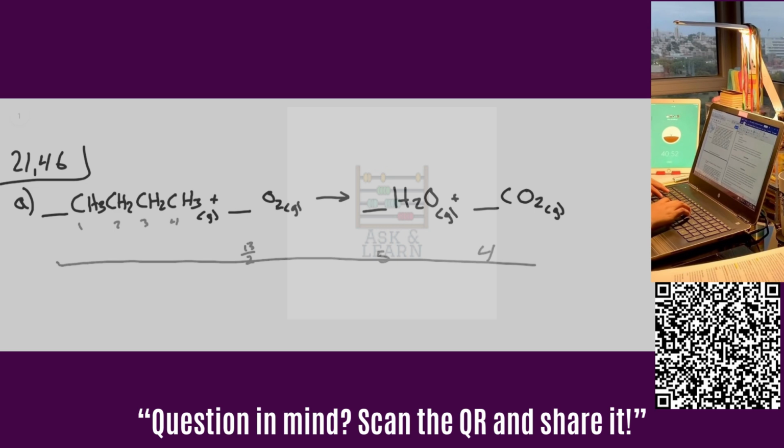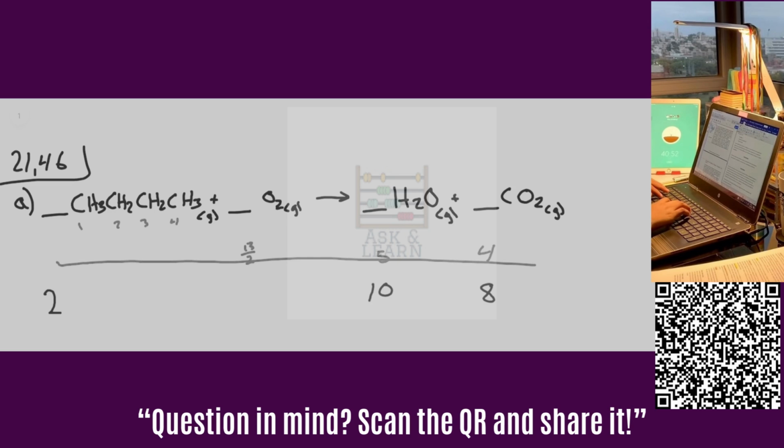What we need to realize is that we need to double. First, we add a 2 over here, which gives us a total of 8 carbons on the left side, which means we need 8 carbon dioxides. Then for hydrogen, initially we had 10 hydrogens, but when we multiply by 2, we get 20. So that means we now need 10 water molecules.